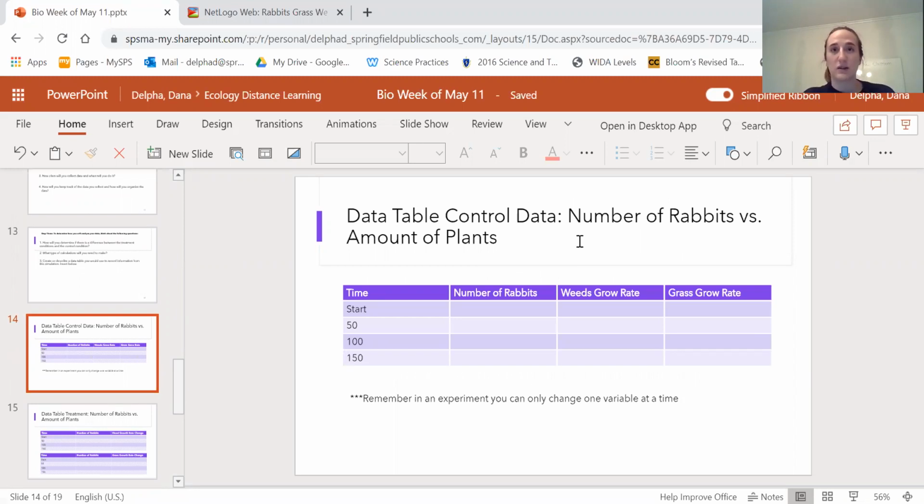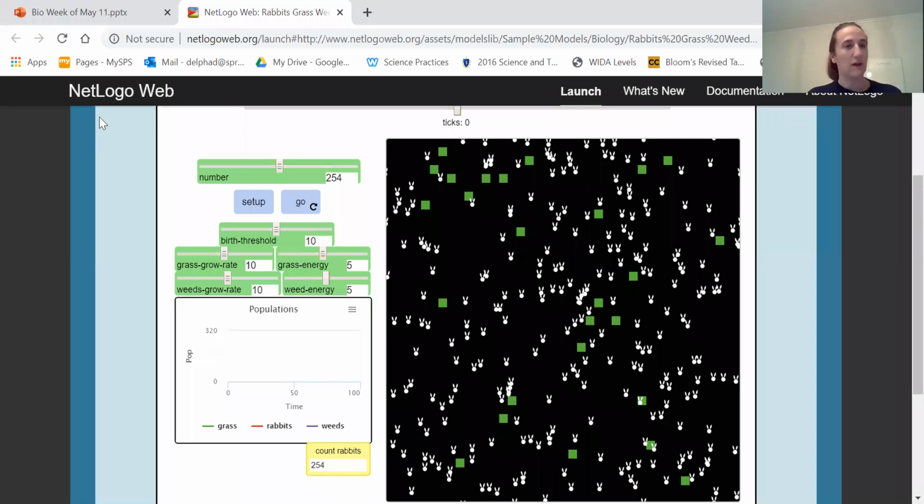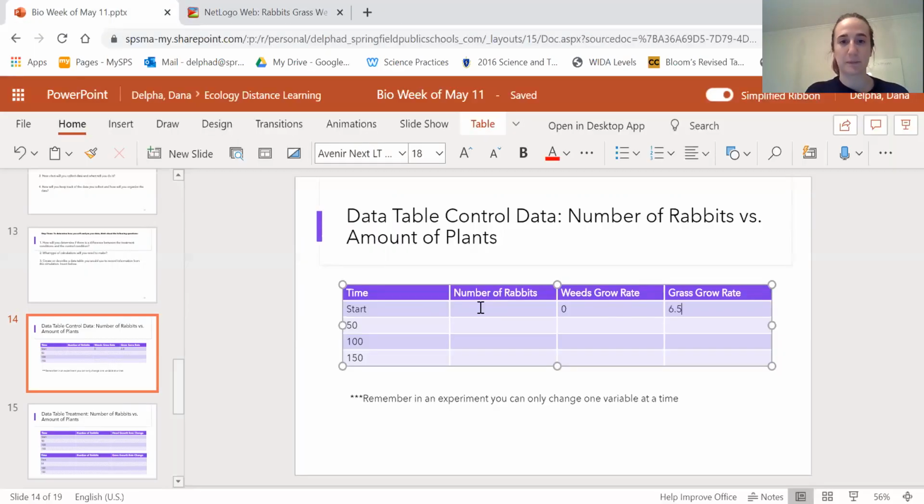So first we need to find our control or baseline data. So remember at the start, which is 0, I just said that there was 0 weeds and 6.5 grass. And we are starting with 254 rabbits. 254. So what's nice about this is it keeps track of time for you on the bottom.